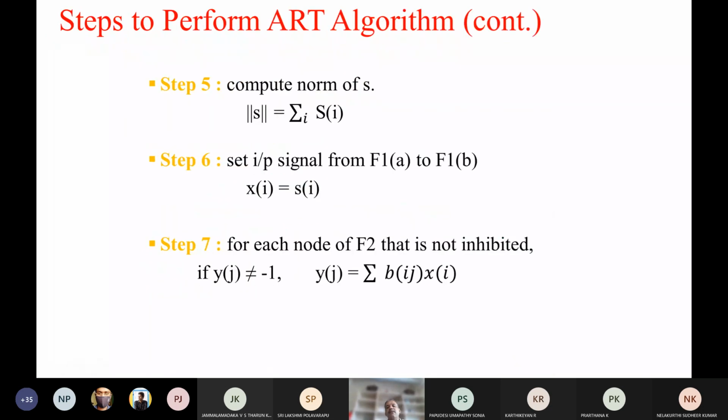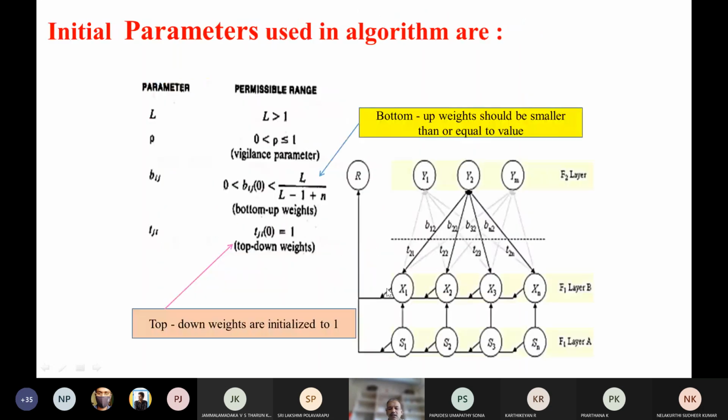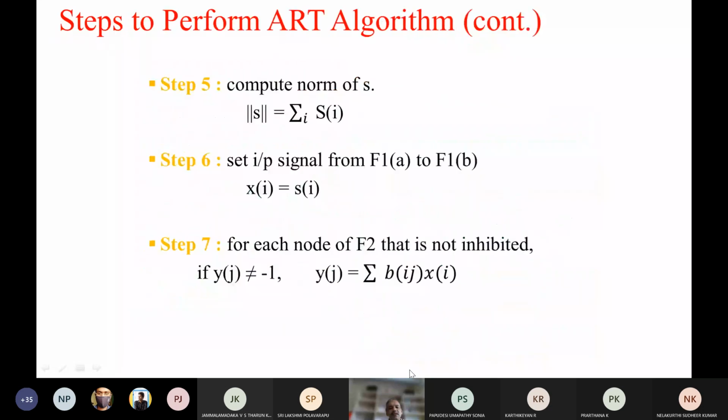Then the next one is step number 5. I need to compute the norm of S. This is modulus of S equal to summation of Si. Then step number 6, I need to set the input signal from F1A to F1B. So Si to Xi, F1A to F1B. So Xi equals Si.